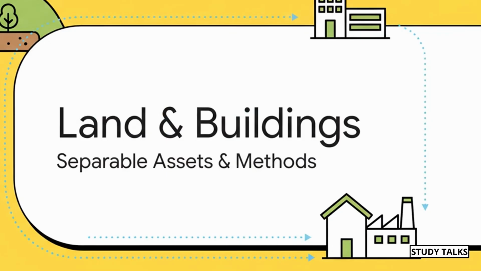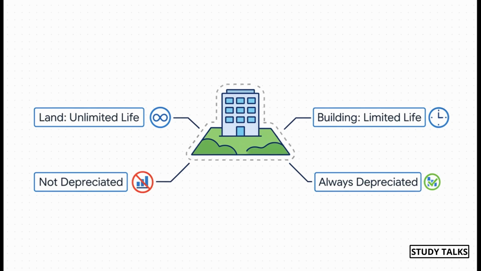All right, next up, let's talk about land and buildings. These are obviously very common assets, and the standard has some specific rules for how to handle them. Okay, rule number 1, land and buildings are treated as two separate assets. Even if you buy them together as one package deal, for accounting purposes, you have to split them. Why? Because land, for the most part, is considered to have an unlimited useful life, so you do not depreciate land. There are some rare exceptions like quarries, but generally, no depreciation on land.